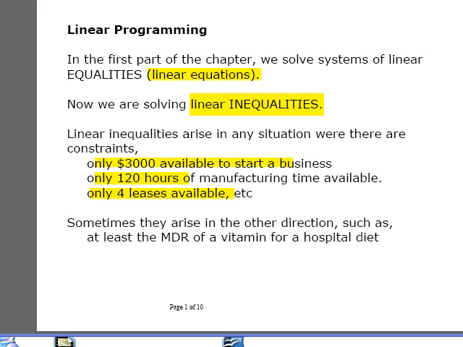These are all constraints on your ability to do business. Sometimes, though, you'll see these constraints in another direction. If you're planning a hospital diet, for example, you would have to have some minimum daily requirement of vitamins that you're giving these people to eat. Or if you're setting up feed for animals, there are certain requirements that the animals have, and you have to meet those minimums. So those would also be constraints, although they're in a slightly different direction.